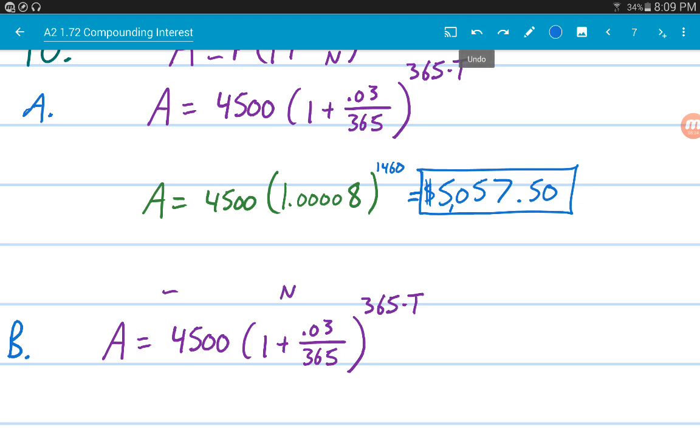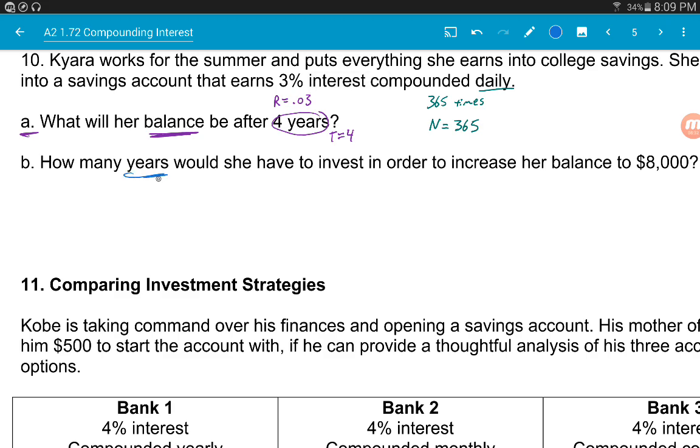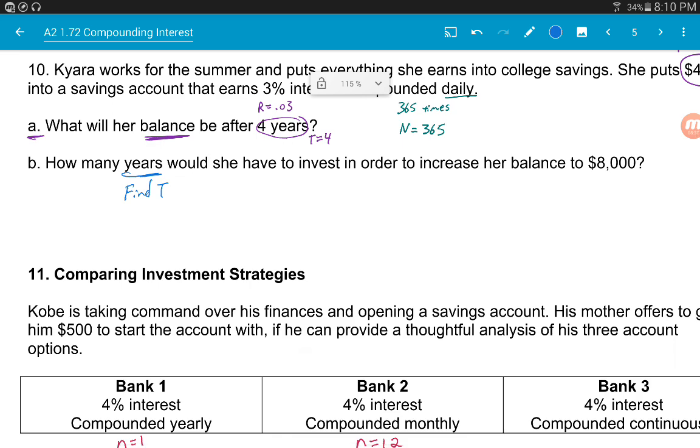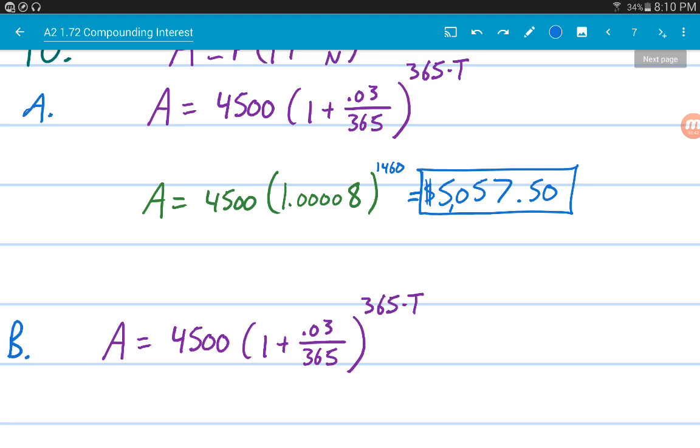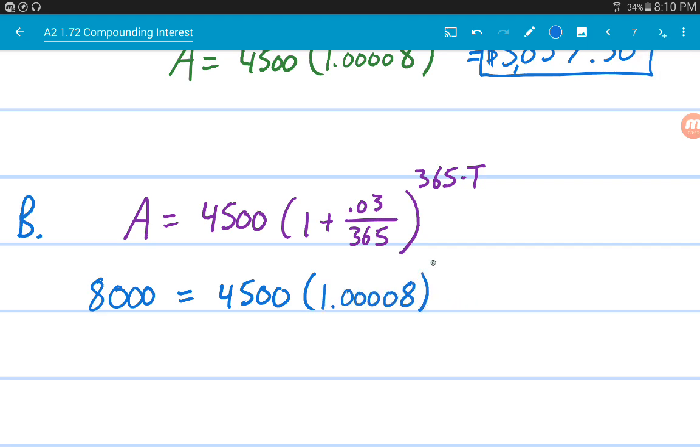So let's see what they want in part 2. Part B, they say how many years. So they're saying, all right, find T, which you have to invest in order to increase her balance to 8,000. So they're giving me the balance, and they want me to find the time. So I get 8,000 is equal to 4,500 times, wait, I know what goes in here, 1.00008 raised to the 365t.